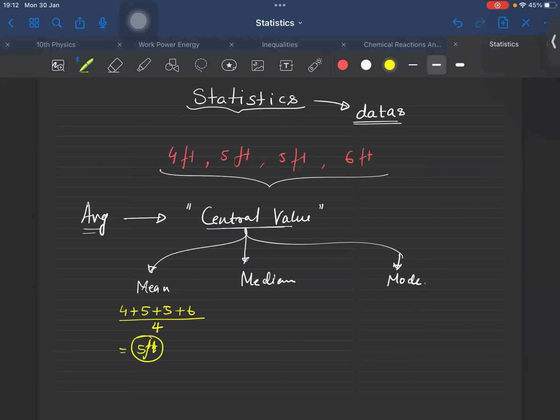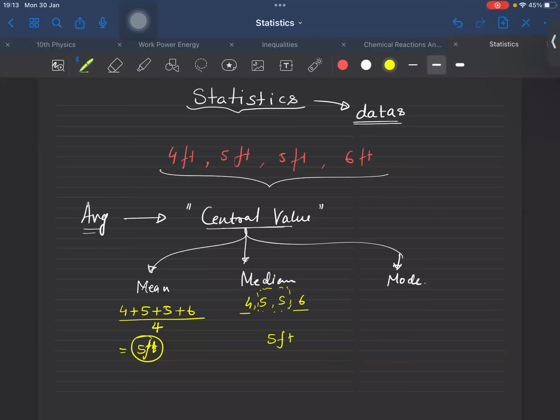Now what is median? To find the median, we arrange the data in ascending or descending order. Let's say ascending order: 4, 5, 5, 6. Now we find the central value, literally the value that is in the middle by number. Both fives are in the middle, right? So we'll say the median is 5 feet. All these represent a central value.